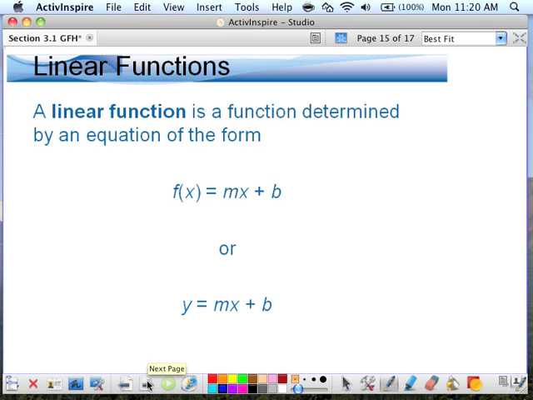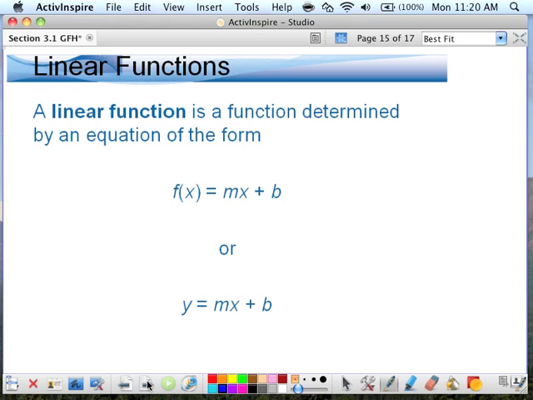We're going to talk for a minute about linear functions. We just finished a whole unit, basically a whole chapter on lines. Chapter 2 was all about lines, so let's talk a little bit about them. Remember that a linear function is a function that can be determined by an equation of the form f of x equals mx plus b, or y equals mx plus b.